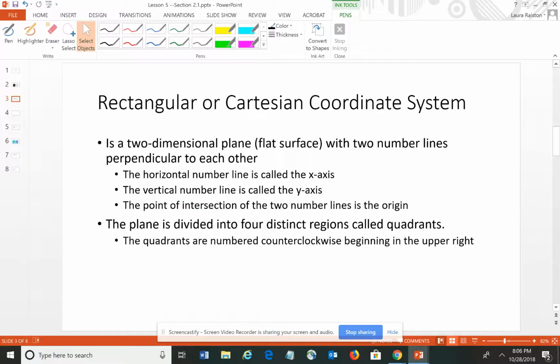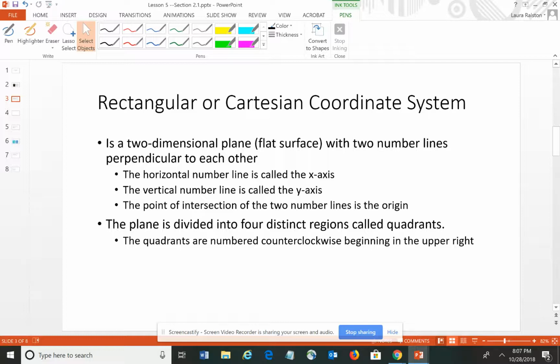And so he introduced us to what has become one of the foundations of algebra, and that is the rectangular coordinate system. The rectangular or the Cartesian coordinate system is a two-dimensional plane, so it's a flat surface with two number lines that are perpendicular to each other. We call the horizontal number line the x-axis. The vertical number line is called the y-axis, and the point of intersection of the two number lines is called the origin. When you draw those two number lines, I'm going to show it to you in just a minute, it divides the plane into four distinct regions, and we call those regions quadrants, and they are numbered counterclockwise beginning in the upper right corner.